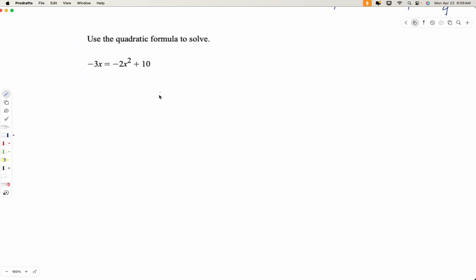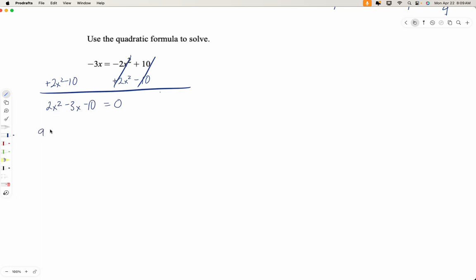Here's our quadratic formula. So the first thing we do is we put it in the proper order. So all of this has to come to the other side. So then this becomes 0. And then we have 2x squared, minus 3x and minus 10 in descending order of the x term.